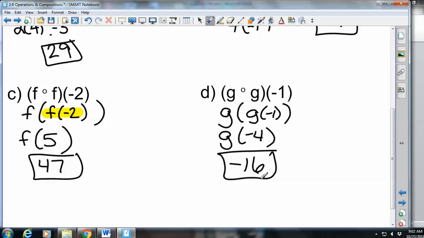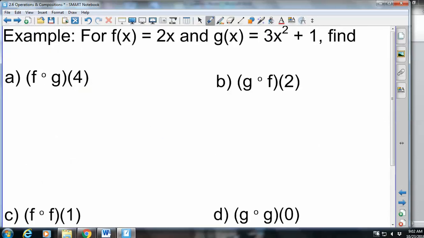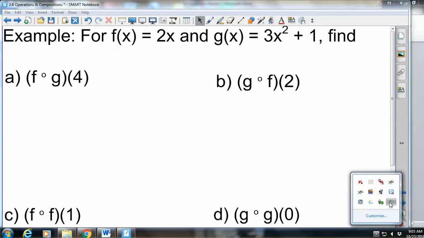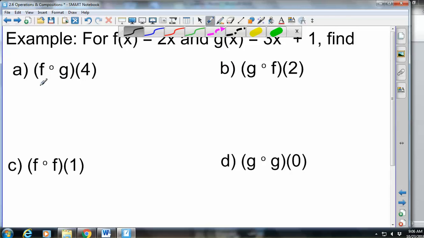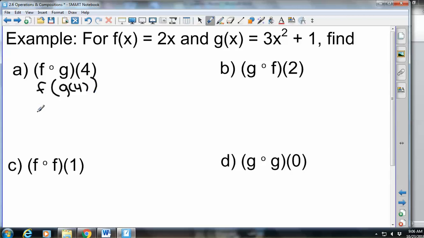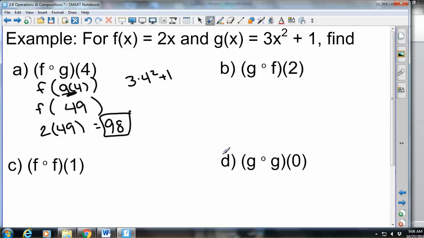I would like for you guys to do the next slide. So why don't you guys try these four? Okay. So this first one means f of g of 4. So you work inside out. So first you evaluate g of 4. So if you go to g and plug in a 4, you get 49. So now you have to do f of 49. So you go to f and plug in 49, and you get 98.